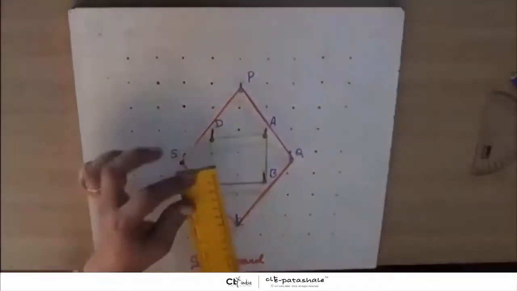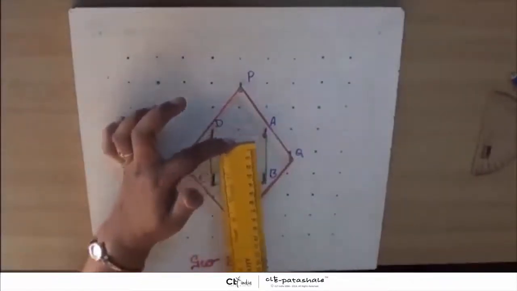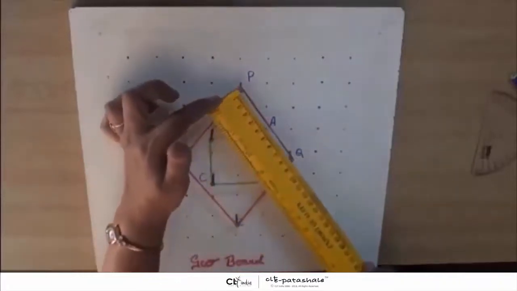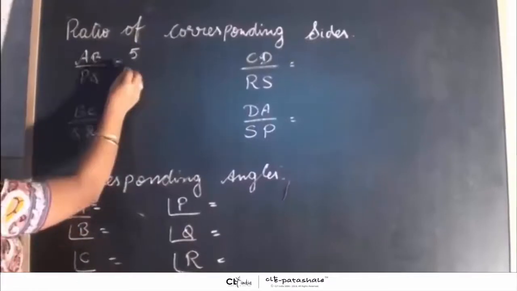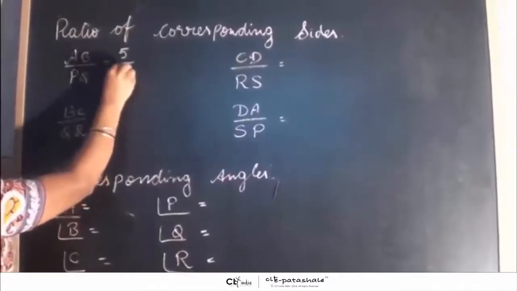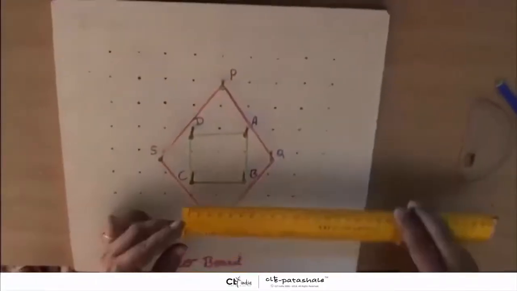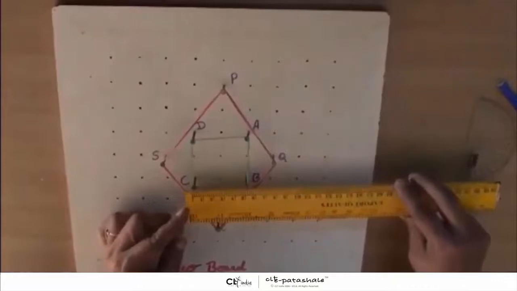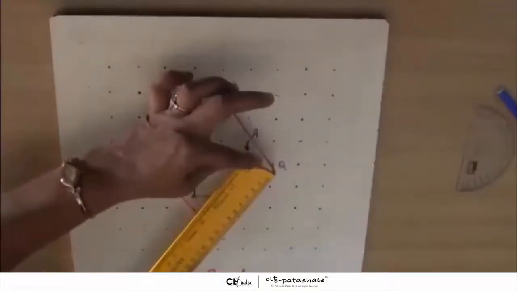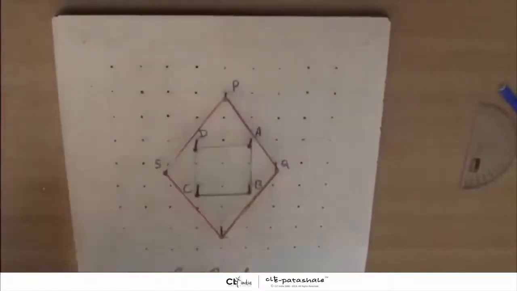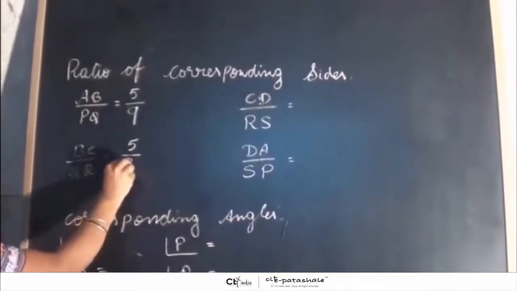So first, we'll measure AB, which is equal to 5 centimeter. And then we'll measure PQ, which is equal to 9 centimeter. Now let's record our observation. AB by PQ is equal to 5 by 9. Now BC, which is 5 centimeter. And then we'll measure QR, which is equal to 9 centimeter. Write down BC by QR, which is equal to 5 by 9 again.